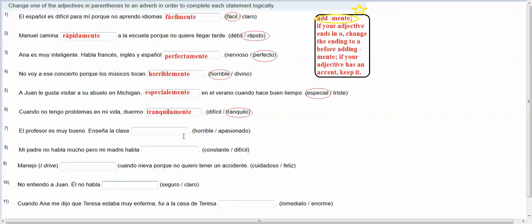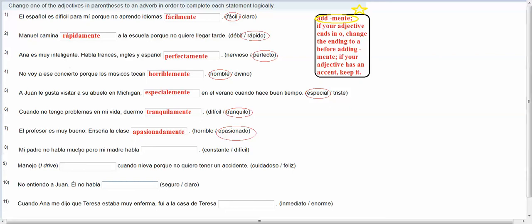El profesor es muy bueno, enseña la clase. So if he's good, he's not going to be teaching it horribly. He's going to be teaching it passionately. Okay. So I'm going to take apasionado and make it feminine.